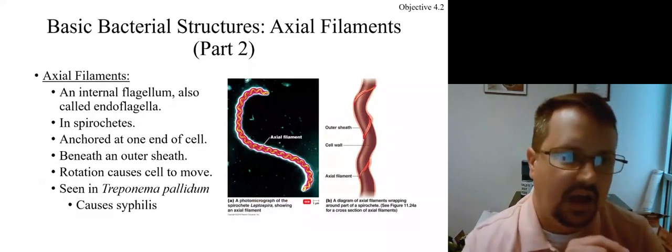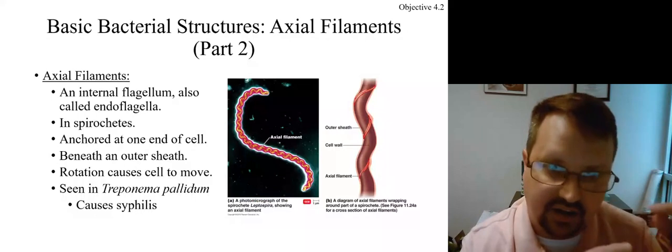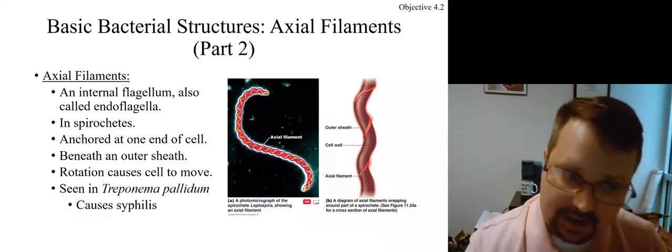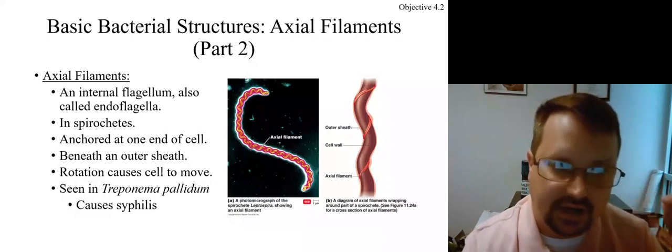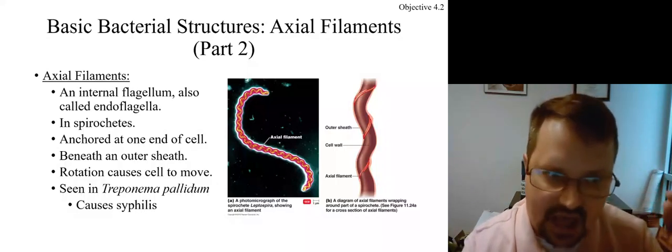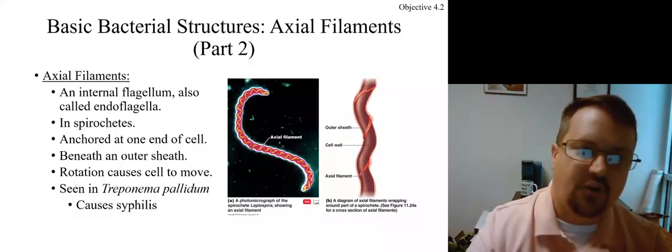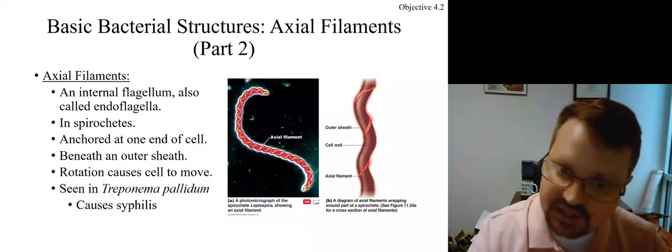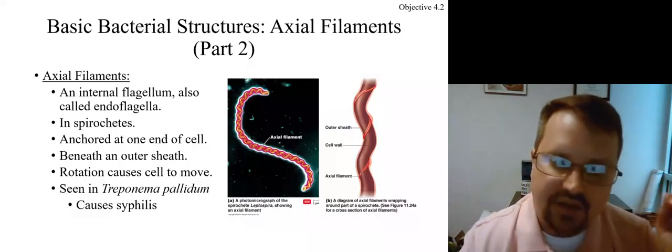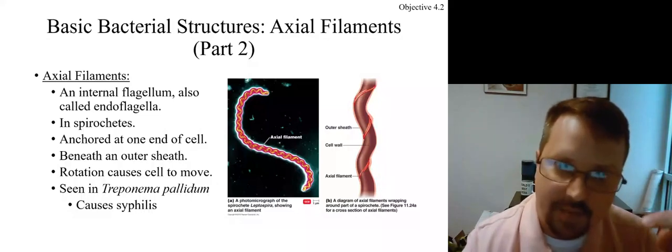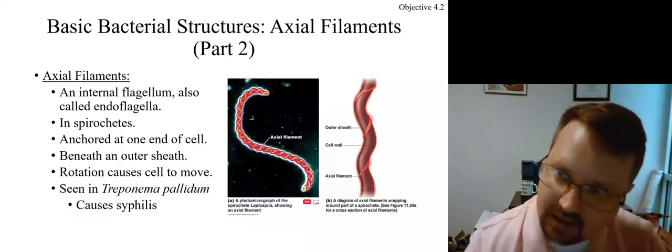Axial filaments. There's an internal flagellum called an endoflagellum, seen in spirochetes. It's anchored at one end of the cell, just beneath an outer sheath, so it makes the cell move when it rotates. Treponema pallidum is the thing that causes syphilis. There's another treponemal disease, Treponema pertenue, that causes yaws.